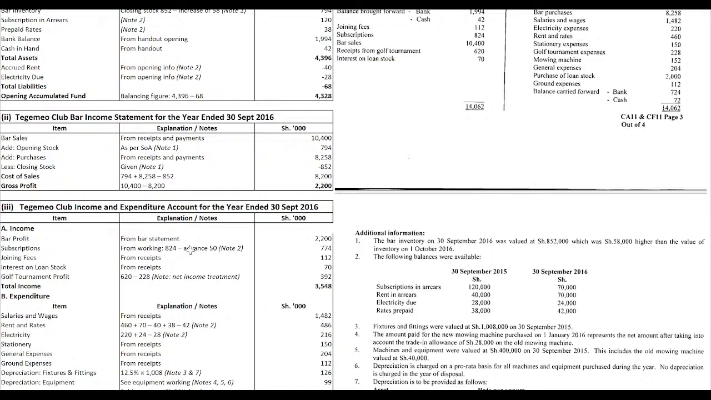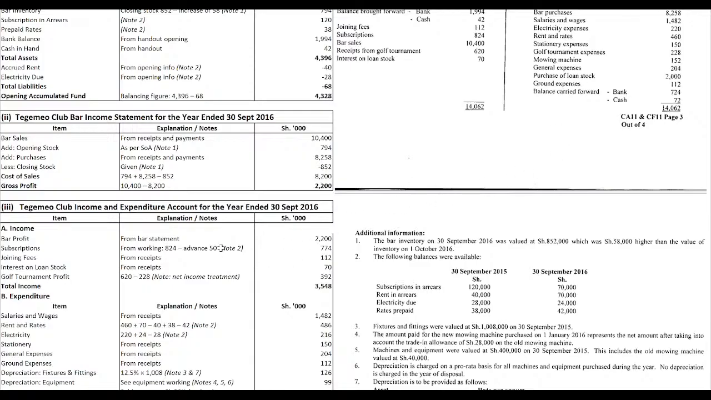So let's continue. So we also have the joining fees. It's also our income of 112. Interest on loan stock, which is 70. We also have the golf tournament. We have been given to be 620, but we have the expense of 228. So you have to subtract that to get 392. So our total income will be 548. So that is the income. So if you have any questions up to there, please let me know.